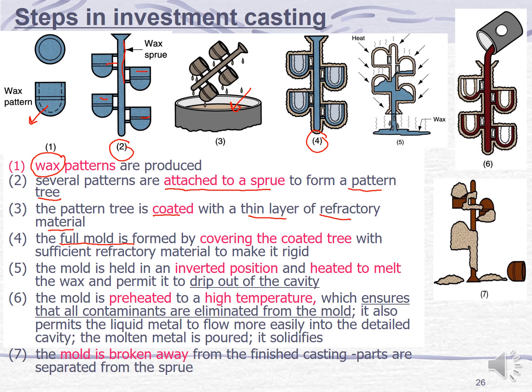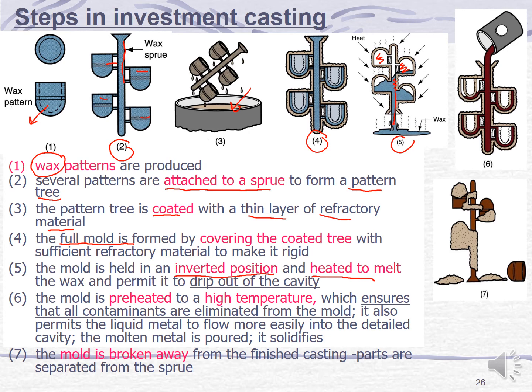Okay, fifth, the mold is held in an inverted position, and heat is applied in order to melt the wax, and it will leave a hollow shape. The wax will be melted, and it will drip out of the cavity.